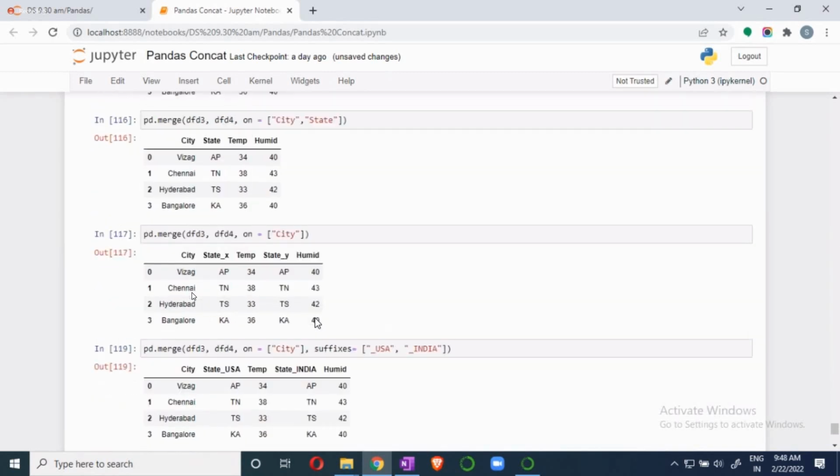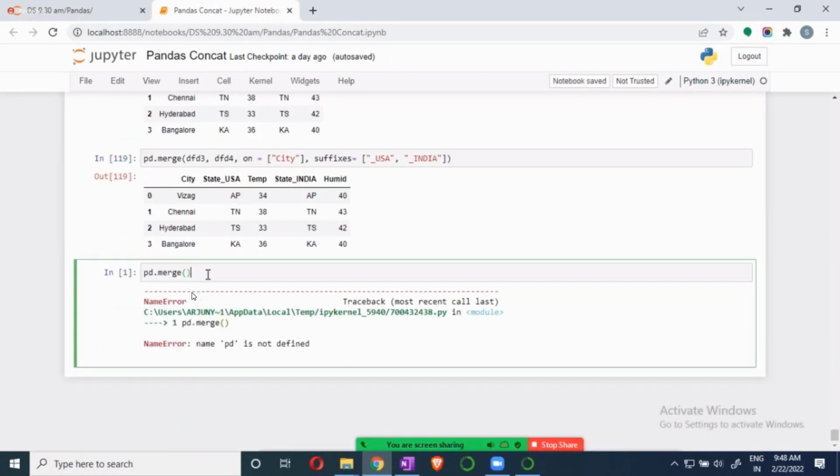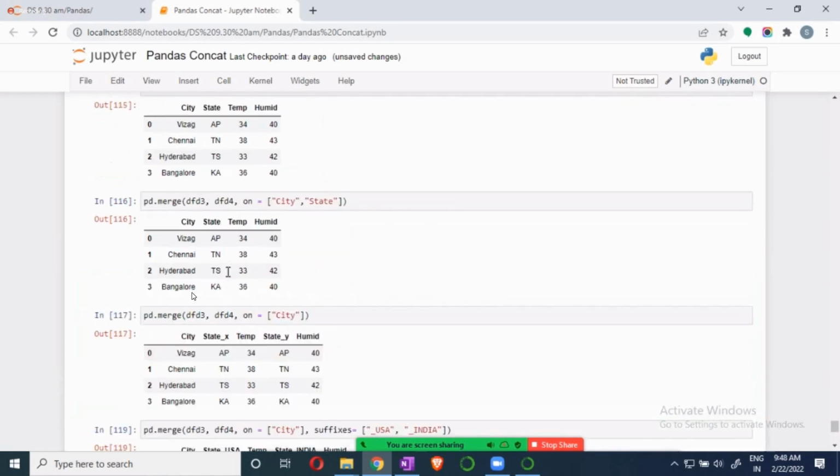DF3 and DF4, right? I'll keep it up over here. Now, I think we have to do, all is executed, right?